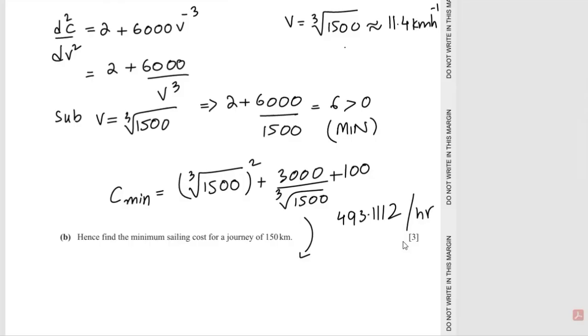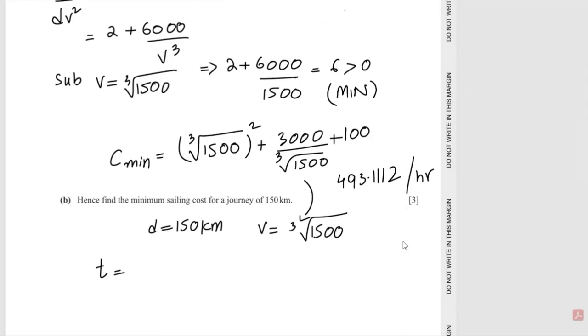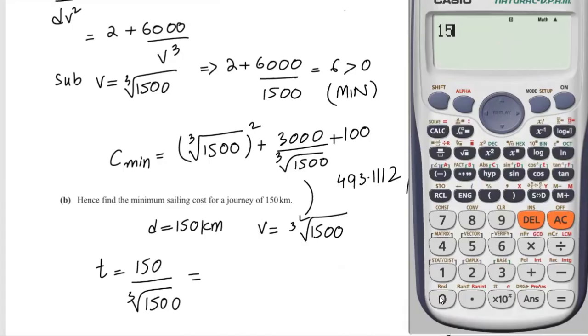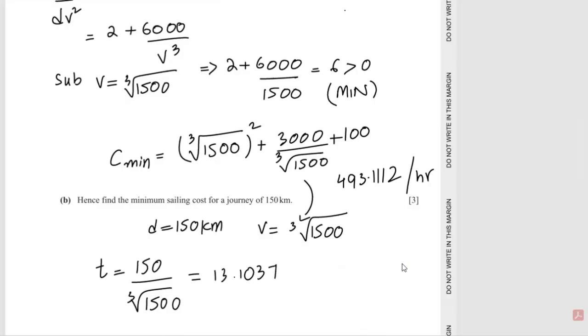So when the distance is 150 kilometers, and the minimum speed is the cube root of 1500, let's get the time, and this will give us a time in hours. So it's 150 over the cube root of 1500. So it's 13.1037 hours, right? So this is per hour cost, and this is 13.1037 hours.